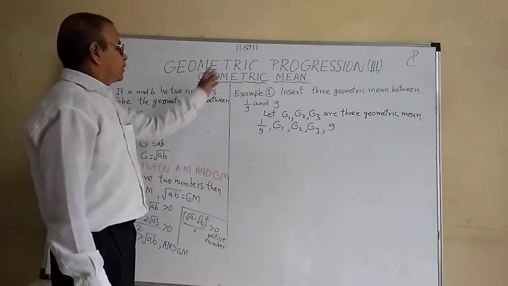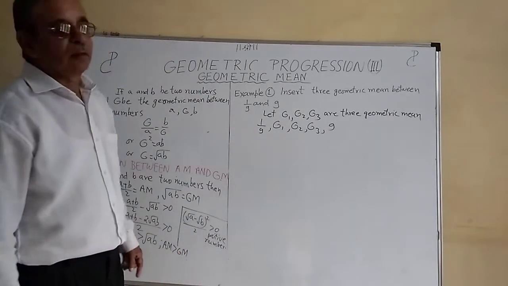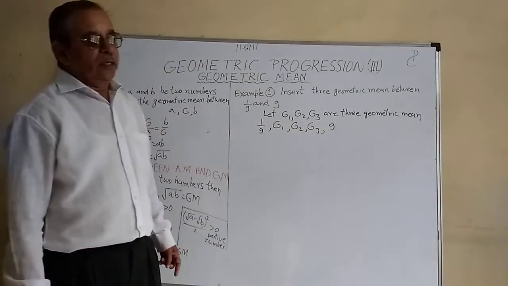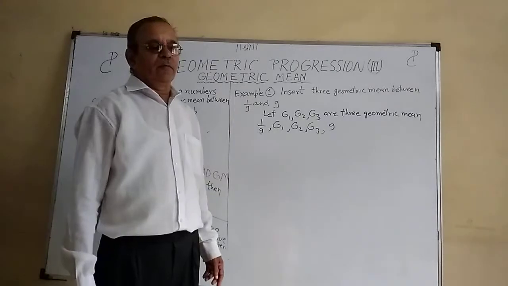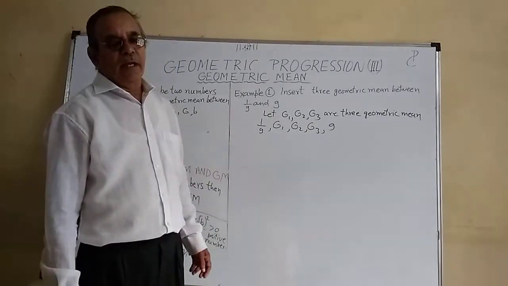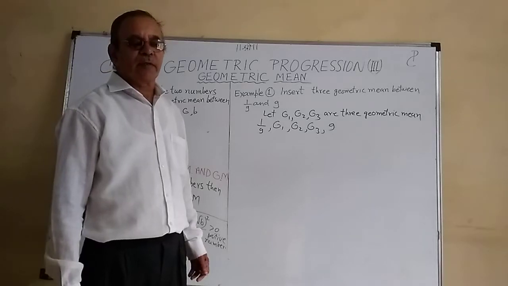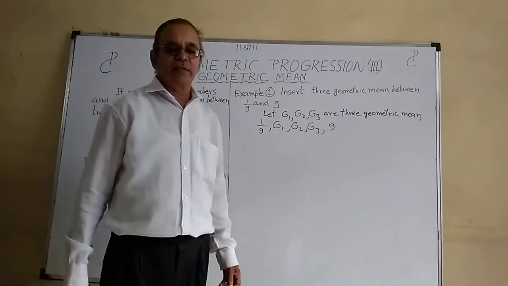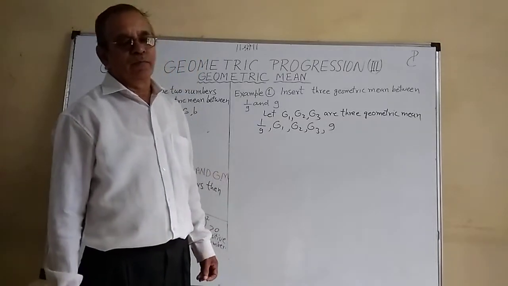Students, today we discuss the geometric mean, the third video of geometric progression. In arithmetic mean, we consider two numbers a and b, and the arithmetic mean is represented by capital A, and the value of the arithmetic mean is (a plus b) upon 2.